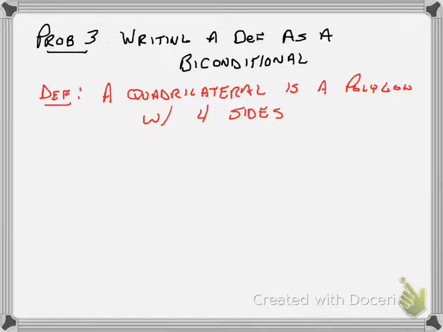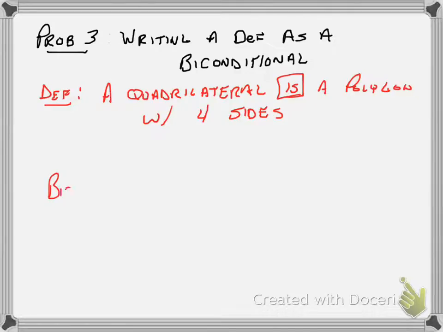Problem 3 is about writing a definition as a biconditional. Now what the instructions say here is, is this definition of quadrilateral reversible? If yes, write it as a true biconditional statement. Okay? So a quadrilateral is a polygon with 4 sides. Is that reversible? We have a hypothesis, we have a conclusion. Can I say that a polygon with 4 sides is a quadrilateral? Well, yeah, a polygon with 4 sides is a quadrilateral, so this definition is reversible. So I can go ahead and write this as a biconditional.